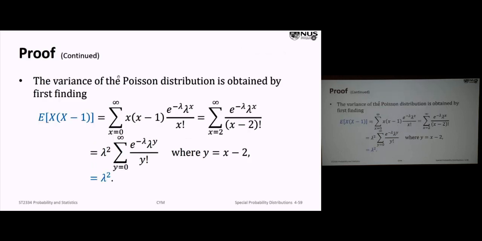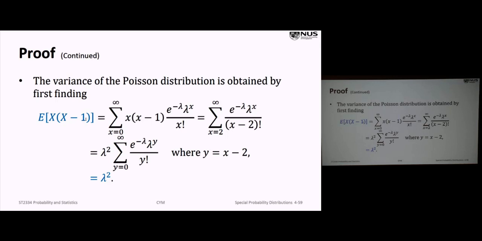Now, if I want to compute the variance, there's a couple of ways of doing this. He's going to do it the easy way. There's not necessarily anything wrong with doing it the easy way. So there's a trick here. The trick is to compute the expectation of x times x minus 1. It turns out computing that is quite nice, and you can then get to the variance.